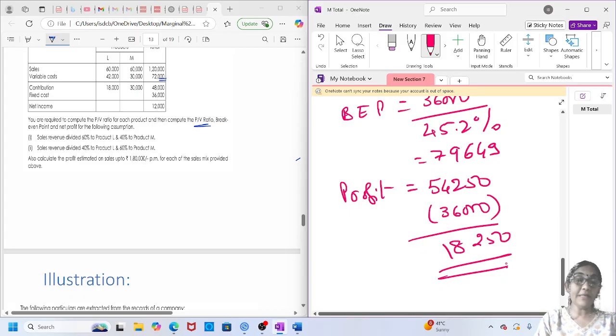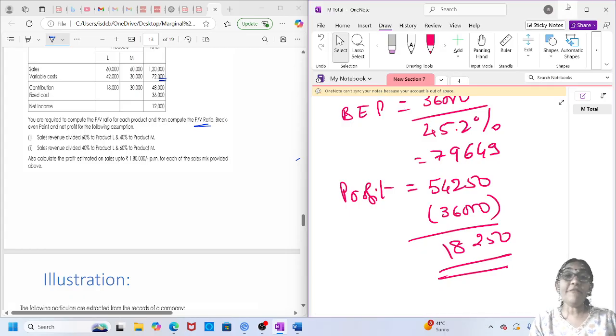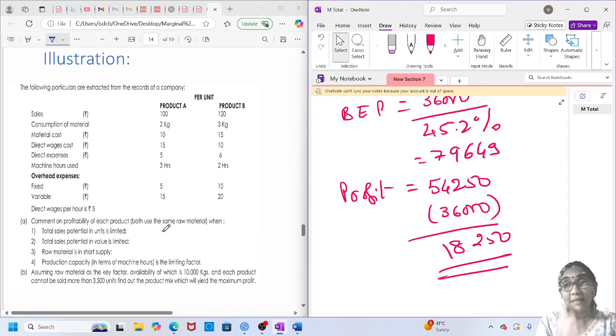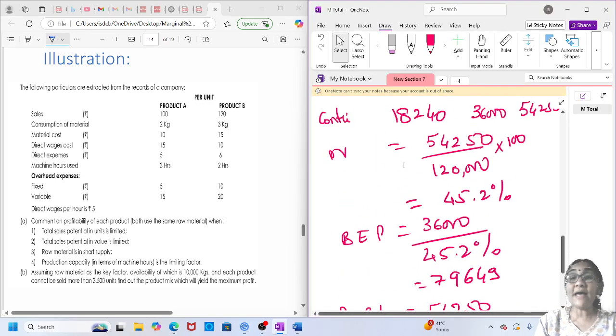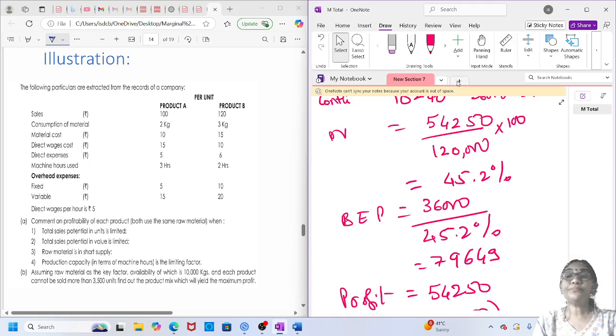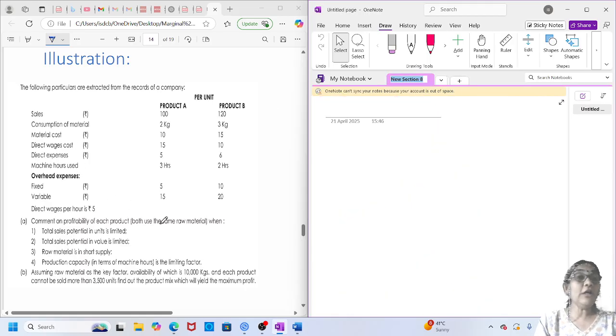18,250, right? So if you're manufacturing multiple products, if the proportion changes, then that will also change your BEP, that will also change your profitability, that will also change the weighted average PV ratio. Going on to the next.